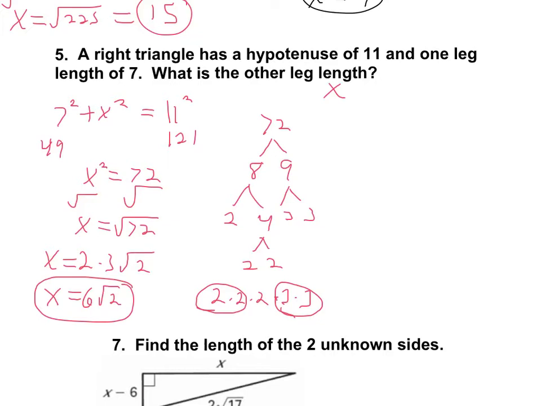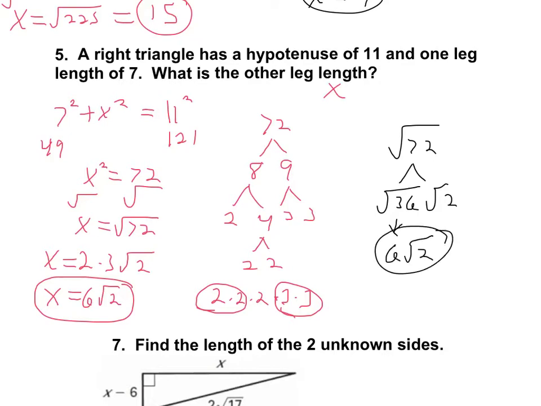The other way that you could think of this one, when you have square root 72, you can divide it by a perfect square, say 36, with 2 left over, and we know what the square root of 36 is. It's 6. So you get the same answer either way. As long as you show your work and get the right answer, that's fine with me which way you do it.